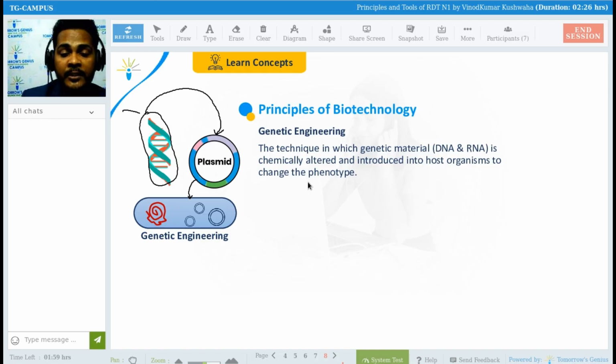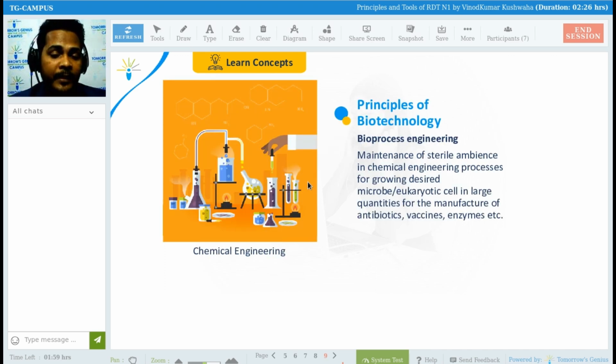Another one you can see is chemical engineering. Now, what is chemical engineering, or we can say bioprocess engineering? Here, maintenance of a sterile ambience is needed, because the host organism cannot survive in the open atmosphere, since there are ample microbes that would kill the host organism. Therefore we need to maintain them under sterile conditions, so that in the chemical engineering process the desired microbes or eukaryotic cells can be grown in large quantity for the manufacture of antibiotics, vaccines, and enzymes. This is what bioprocess engineering is.